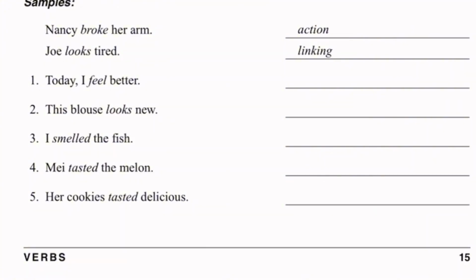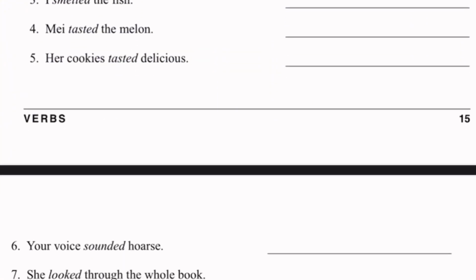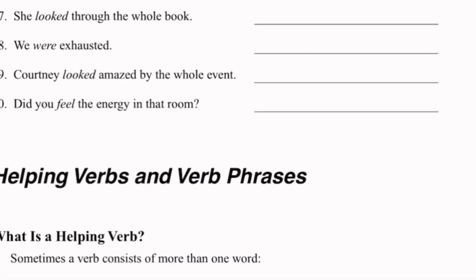Number 4. May tasted the melon. Linking or action? The answer is action, because you cannot say May is the melon. What about number 5? Her cookies tasted delicious. Action or linking? Linking, because we can say her cookies is delicious. I want you to try the other exercises. You can pause it and try them.